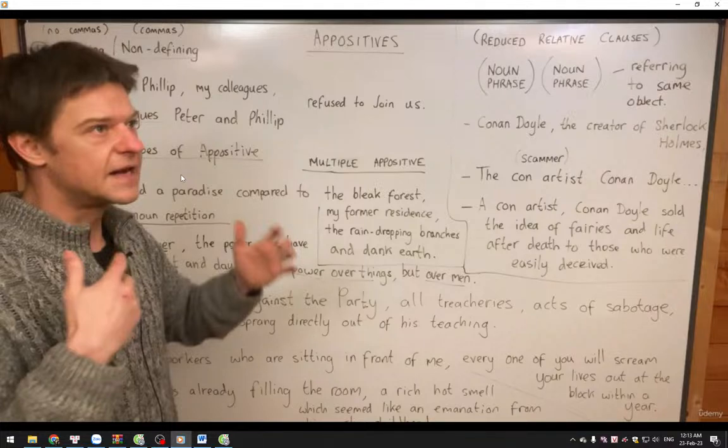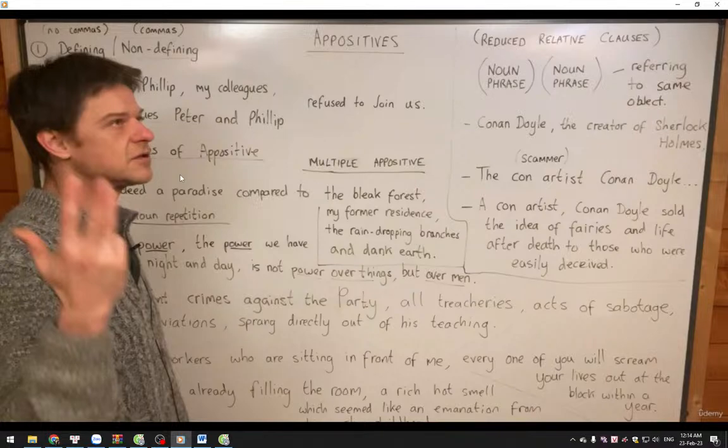Okay, so I want you to think of appositives as reduced relative clauses. Now, we haven't done relative clauses yet, but we will do them, and you will see that relative clauses are just like appositives. They also have this defining and non-defining distinction. And if you want a quick explanation of what a relative clause is, it's a clause that starts with who, which, that, whose, or whom, and it describes a noun. So it's an adjectival clause. But what we're dealing with is appositives, and appositives look like this.